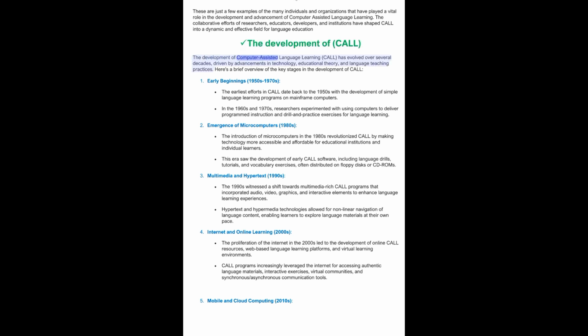The development of computer-assisted language learning, CALL, has evolved over several decades, driven by advancements in technology, educational theory, and language teaching practices. Here's a brief overview of the key stages in the development of CALL. 1. Early beginnings, 1950s-1970s. The earliest efforts in CALL date back to the 1950s with the development of simple language learning programs on mainframe computers. In the 1960s and 1970s, researchers experimented with using computers to deliver programmed instruction and drill and practice exercises for language learning.